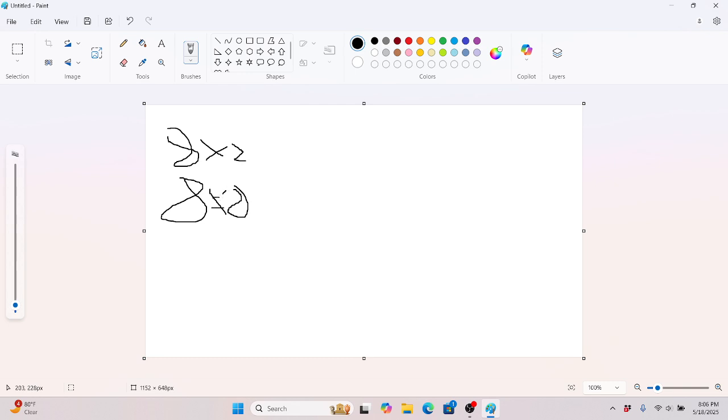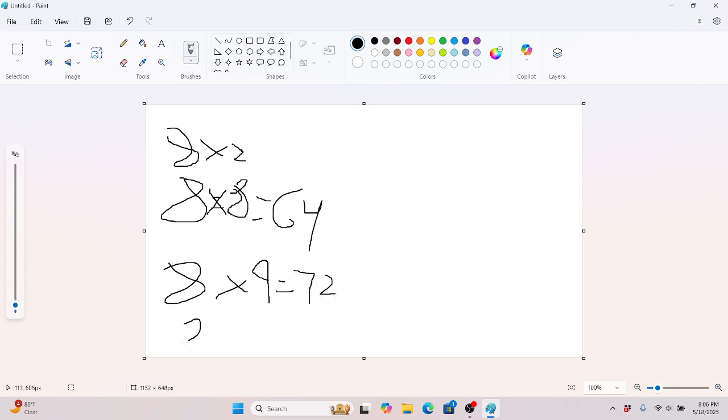So 8 times 8 is 64. And then what's 8 times 9? Okay, 64 plus, or you can do 8 times 10. And 8 times 10 is the number and a 0, so 80. So 8 times 9, I know 8 times 10 is 80, so minus 8, 72.